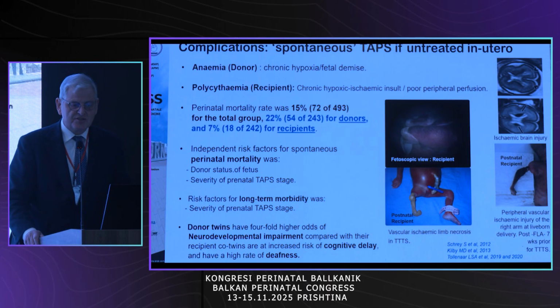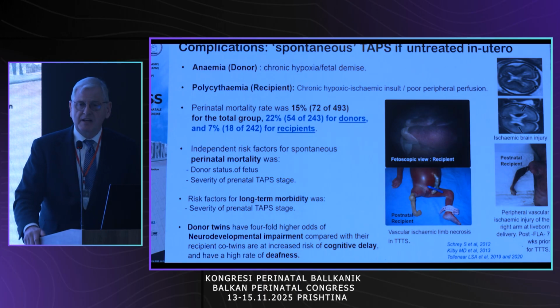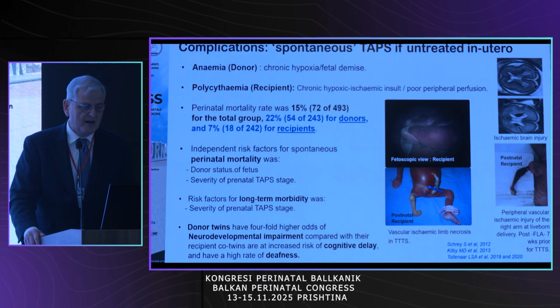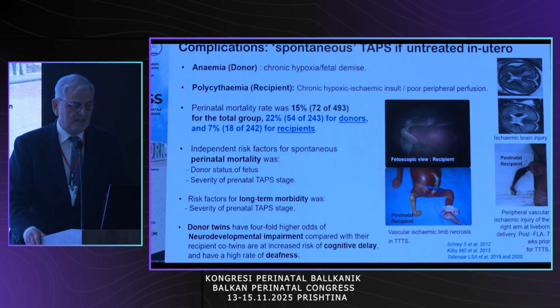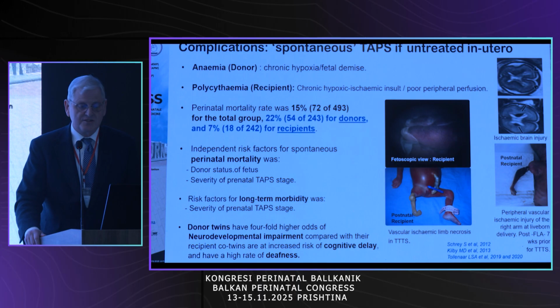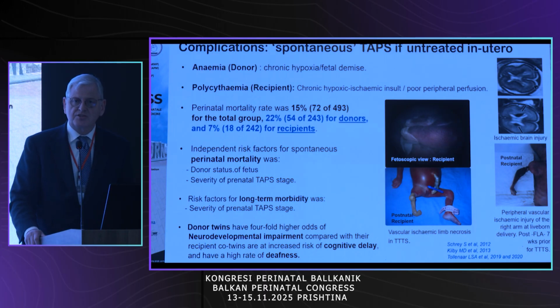There are complications to untreated TAPS. The anemic fetus, the donor, has high risk of chronic hypoxia and fetal demise, similar to the polycythemic fetus, which has increased risks of ischemic assault, but also complications due to poor peripheral ischemia.